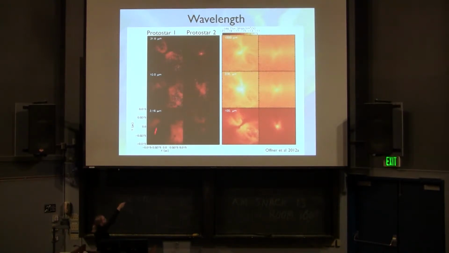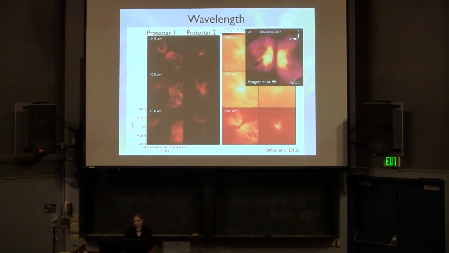On the left and right are 2 different protostellar phases. This one is entirely embedded and only has a very small outflow at this point, and this one is more evolved. For comparison, this is an actual observation of an outflow, and you can see that a lot of the features that you see here are also seen in the simulation.